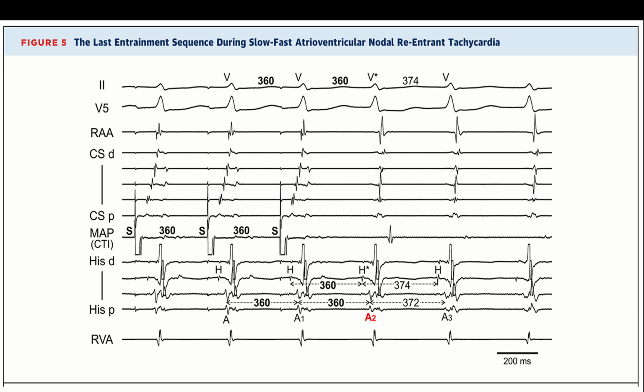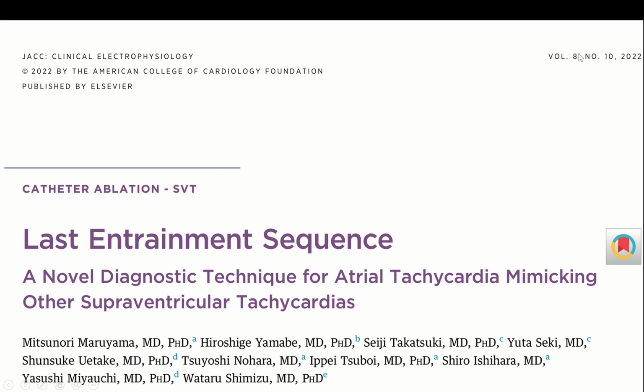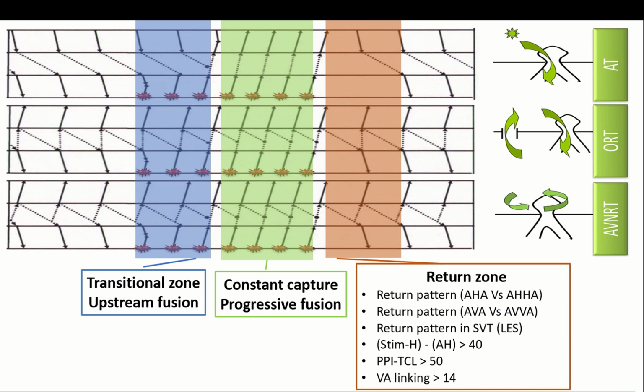In the typical AVNRT, we can appreciate HA2, then V. And I advise all of you to review the amazing paper on a novel diagnostic technique for atrial tachycardia, to differentiate between all types of supraventricular tachycardia through the last entrainment sequence. It was published in JACC in 2022. Still, we are discussing the amazing role of atrial overdrive pacing.